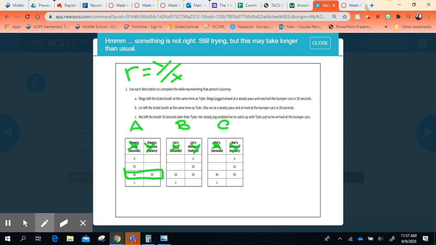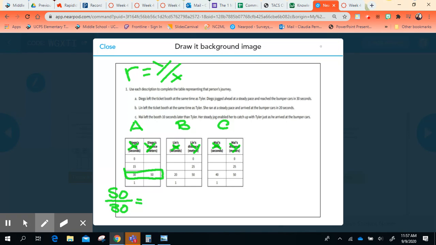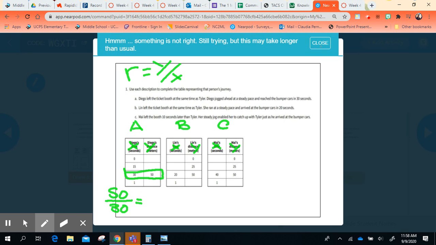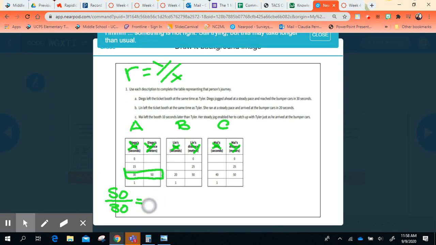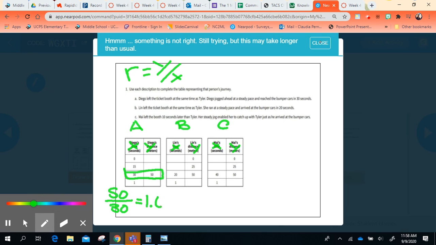So I'm going to take 50, which is my Y, divided by 30 to find my unit rate. At this point, you should have your calculator buttons popped up on your screen. If you don't, then you need to remember to do that when you come in. What is 50 divided by 30? Say that one more time. 1.6666, so we're going to round it to 1.67.